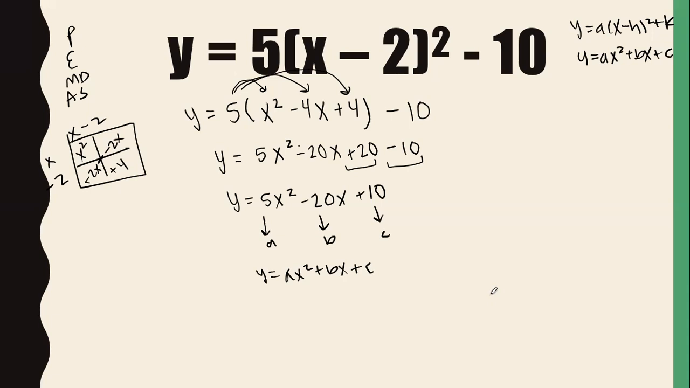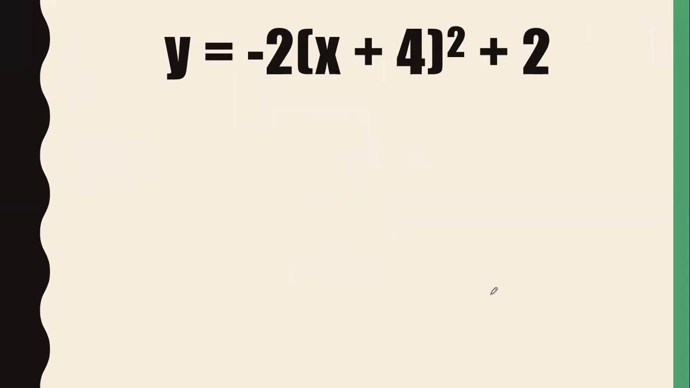Are we gonna do the next one? Yes, we're gonna do this last one. You're gonna do it on your own. Put this from vertex to standard. This is the last one we're doing. Go from vertex to standard, please. So the same thing we just did. Try it on your own. Look at all the steps we did in the previous one and try to do it on your own. So we wanna go from vertex form to standard form.